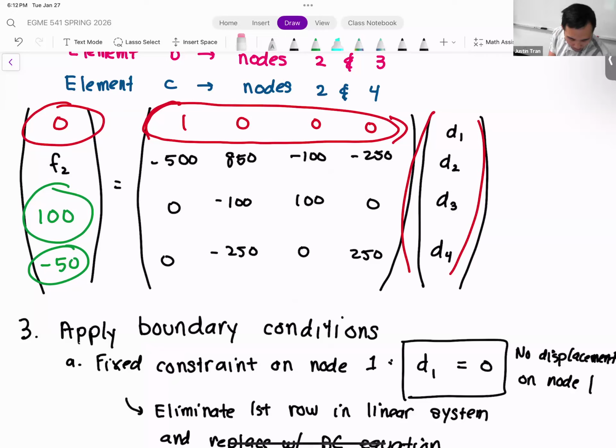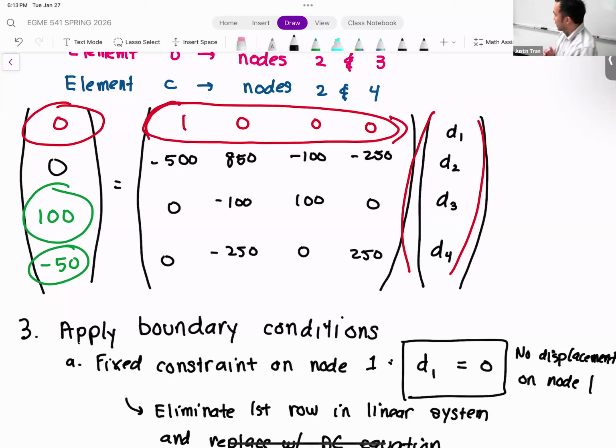All right, and then the last thing we're going to apply, the last F standing, is node 2. Like I mentioned earlier, F2 technically is 0 because we don't have any external force. There's no constraint being applied there, and so we're just going to simply set F2 equal to 0.